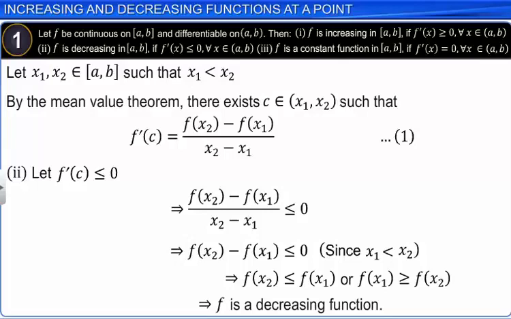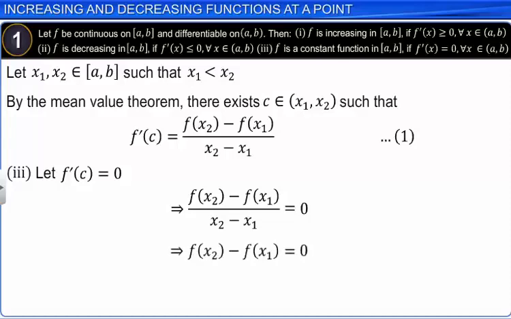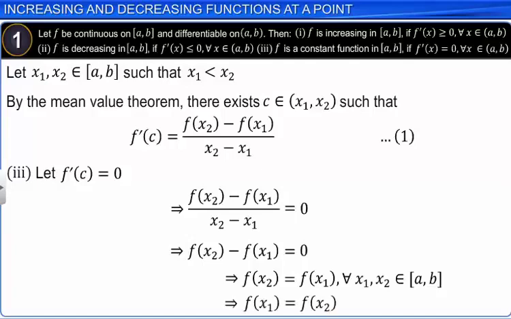Now, we will prove the last part. In this case, let's consider that the derivative of f at point c is equal to 0. This implies that the right-hand side of equation 1 is equal to 0. On simplifying, we get f of x2 is equal to f of x1. This equality is true for all values in the closed interval [a, b]. This implies that the function has a constant value for all the values in the interval. Hence, the function is a constant function.